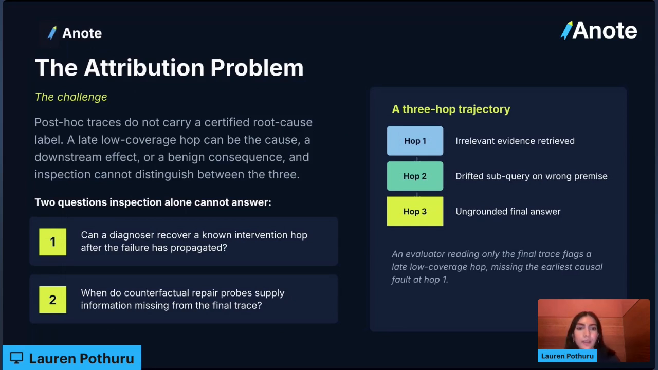And so this leaves two questions that my paper sought to answer, which were if a diagnoser can recover a known intervention hop after the failure has propagated, and what to do when repair probes add information that the final trace is missing. So if we're able to put back in correct, relevant, grounded context after the agentic loop has finished. And so the three hop example on the right, again, shows an evaluator flagging a late hop, the ungrounded final answer, while missing the real fault, which is at hop number one.